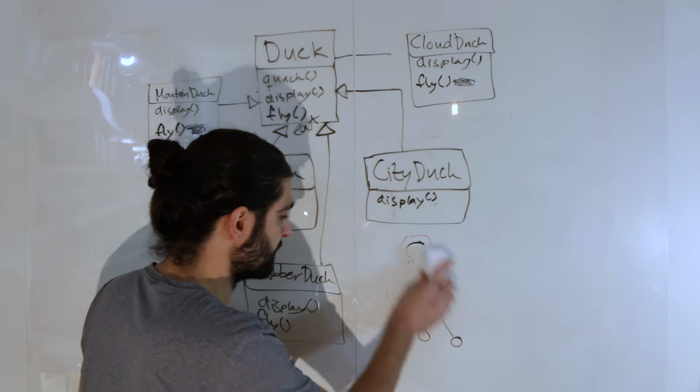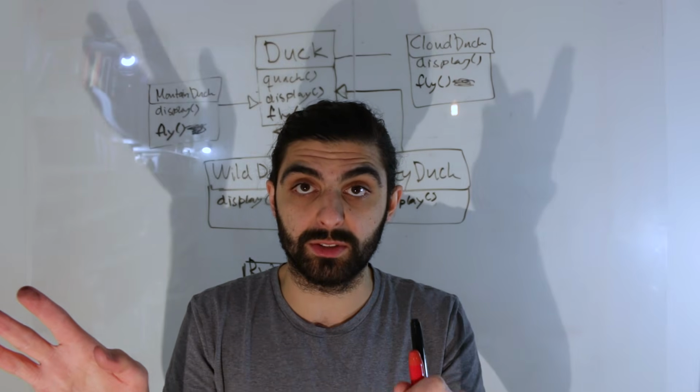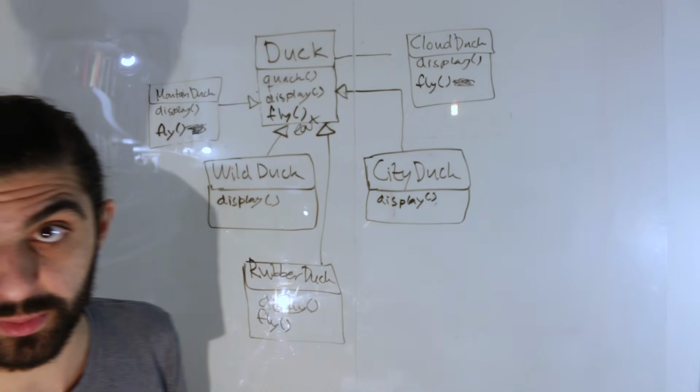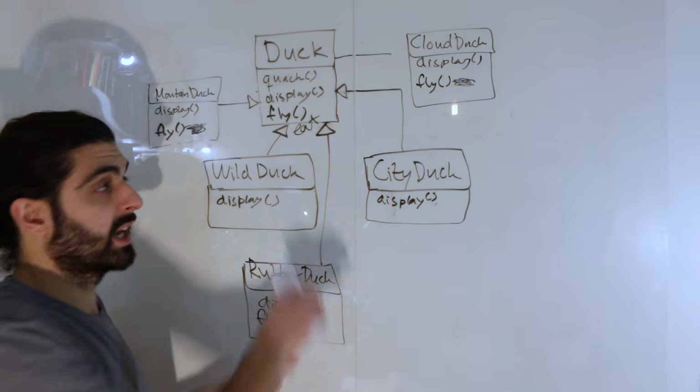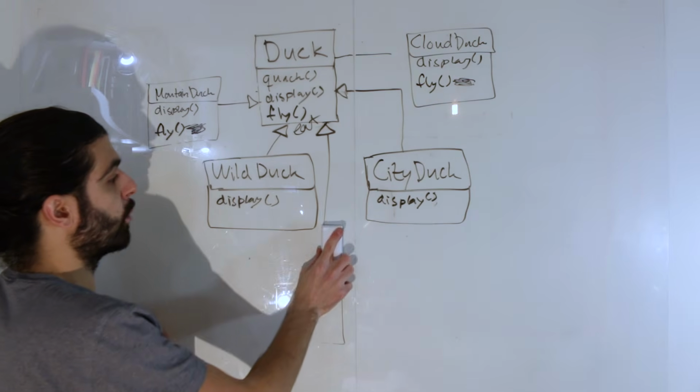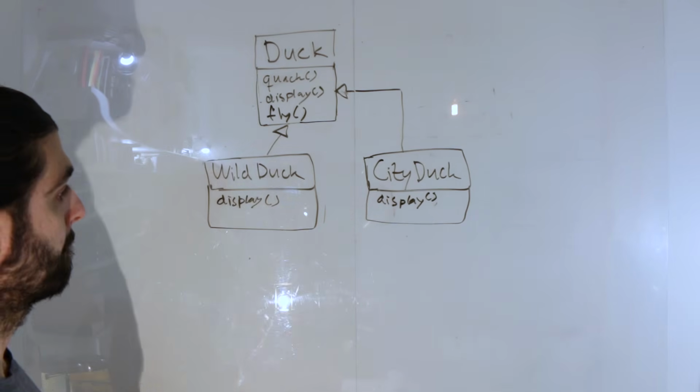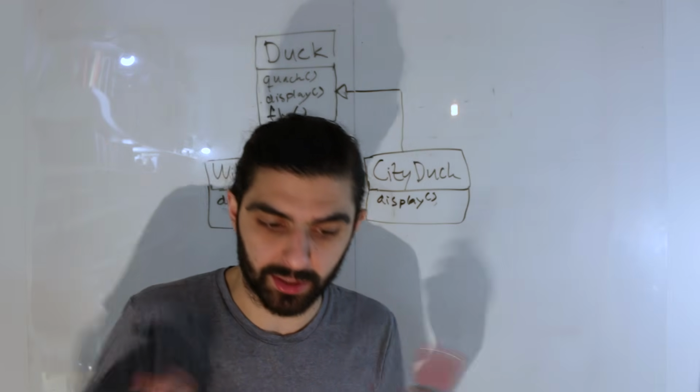So let me get rid of this stuff, and let's just directly jump into the solution. Never mind all of those intermediate steps. So what I'll do is remove everything and just keep the wild duck and the city duck. But please generalize in your head and remember that there could be more ducks.